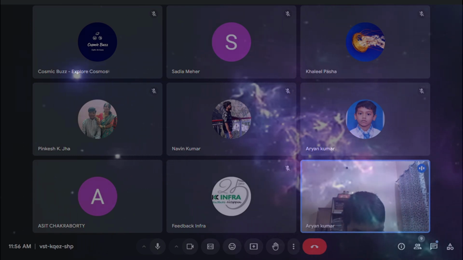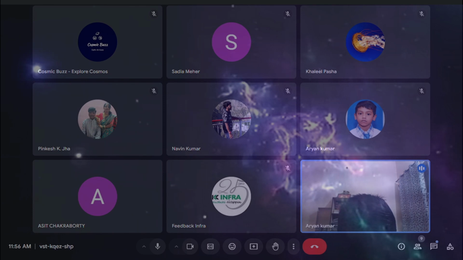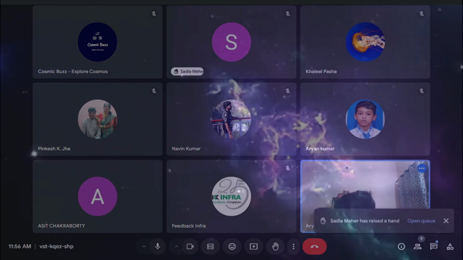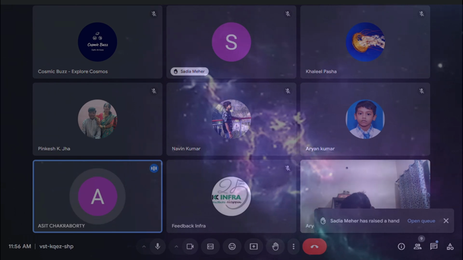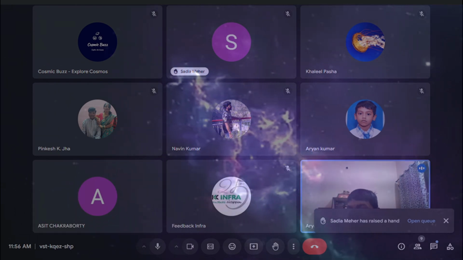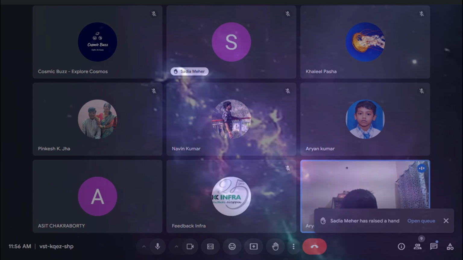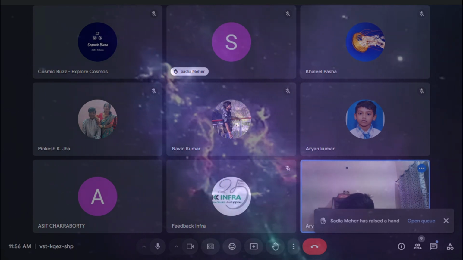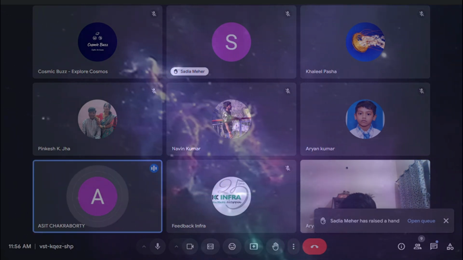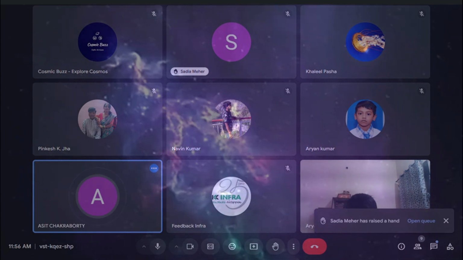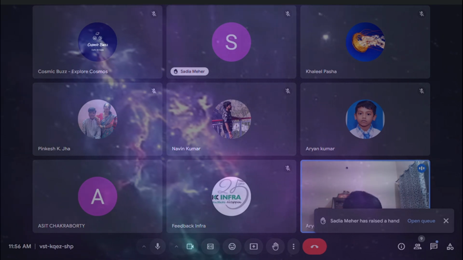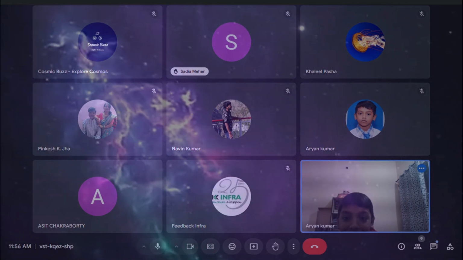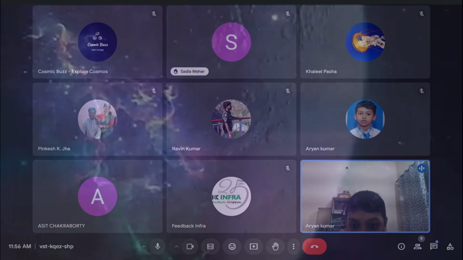Do you have any other interests in science? I have interest also, but I don't know much more. In which class are you, Asif? I am studying in class 12. Okay, so you have much idea. Someone has raised their hand. Sadia Mehra.